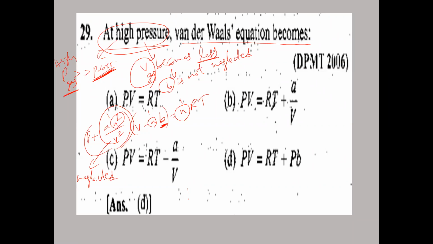So in the place of the bracket we write P. P into V minus B, for 1 mole, is equal to 1 into RT, nRT becomes RT. So now here, PV minus PB is equal to RT. Then PV is equal to what now? PV is equal to RT plus PB. So this formula we have taken: PV is equal to RT plus PB.